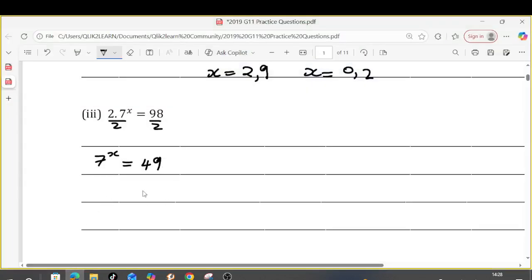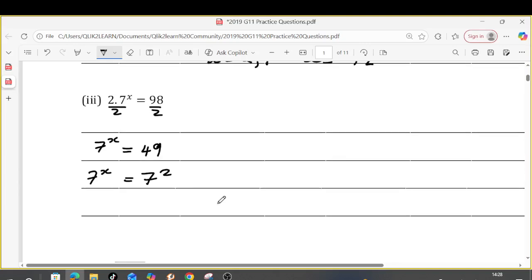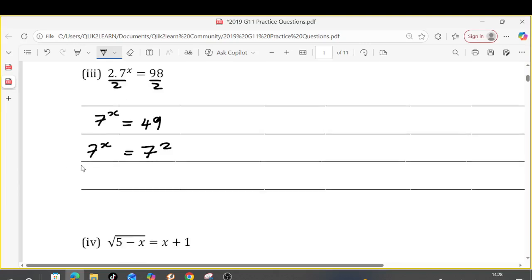So we said this 49 can change into 7 squared, and we're going to equate this to 7x. So I think everyone can see now, ne? Yes, sir. Thank you. So now the bases are the same. What happens to the exponent? We equate them. We don't have to waste time on this. x is equal to 2. This is your final answer.